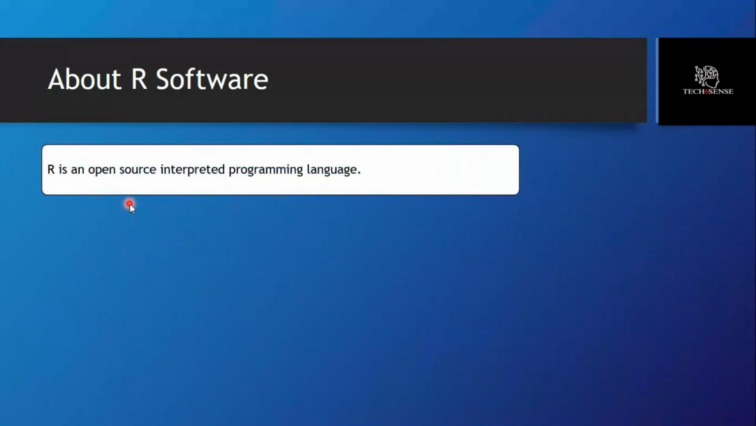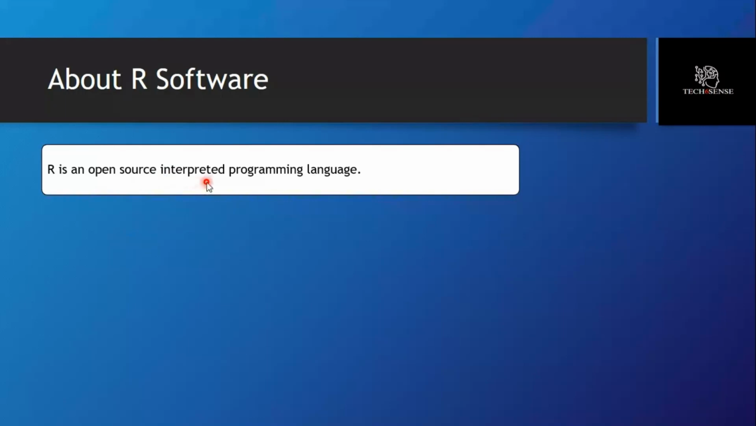So R is an open source interpreted programming language. Open source means you can easily install this software without purchasing a license. This is free. Now, what does it mean by interpreted programming language?